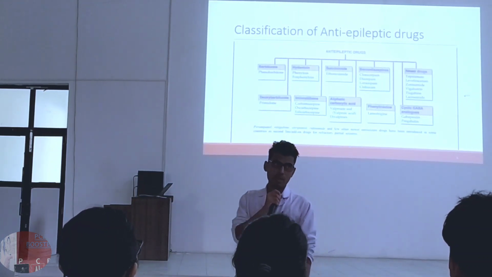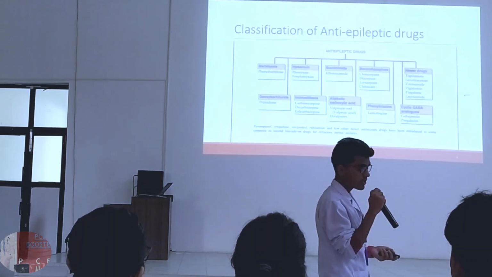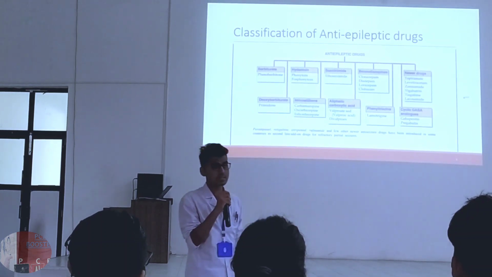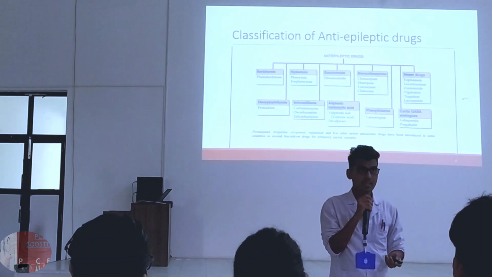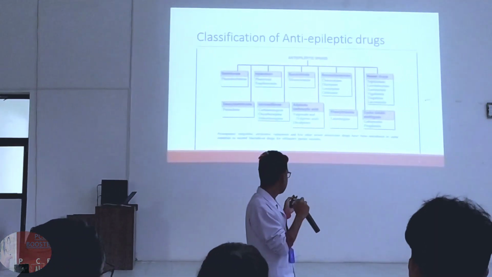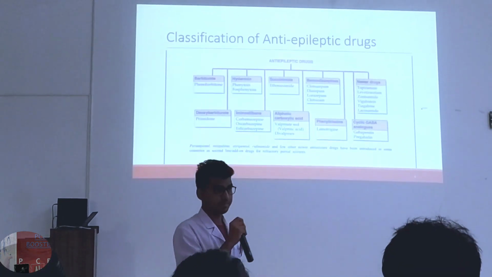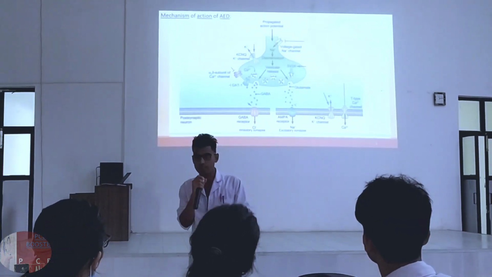For that, the anti-epileptic drugs are classified based on molecular structure. They are classified into groups like the barbiturates, deoxybarbiturates, benzodiazepines, cyclic GABA analogs, and some newer drugs have also been found, like topiramate and levetiracetam. Now we enter the mechanism of action.